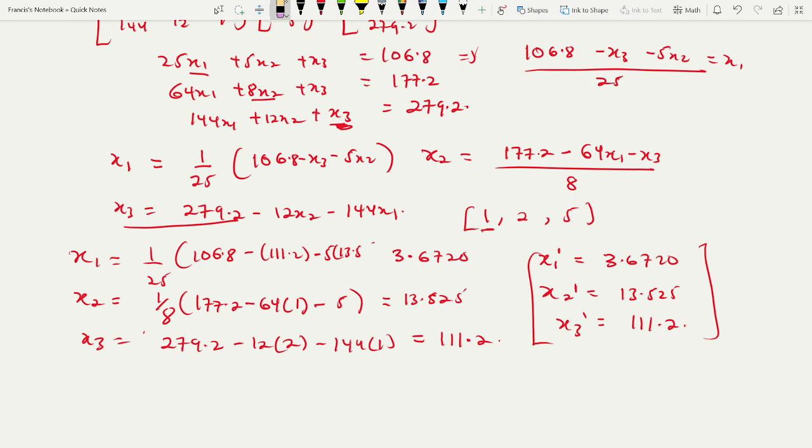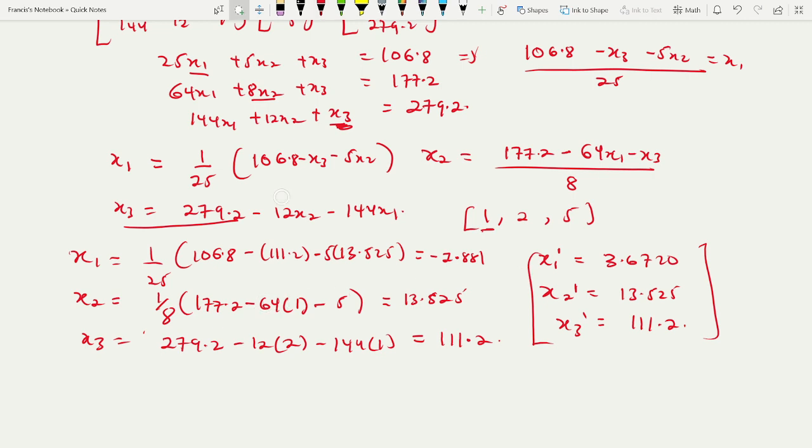I'll clean this side, right? So 5 multiplying x2, and our x2 is 13.525. And this should give us, if you do it correctly, negative 2.881. Then we come to the x2.